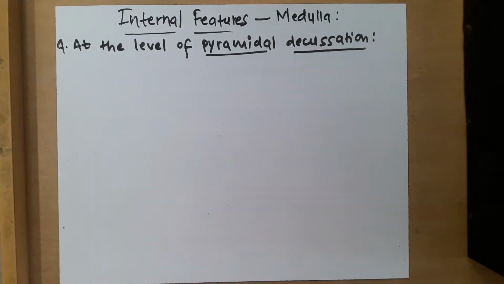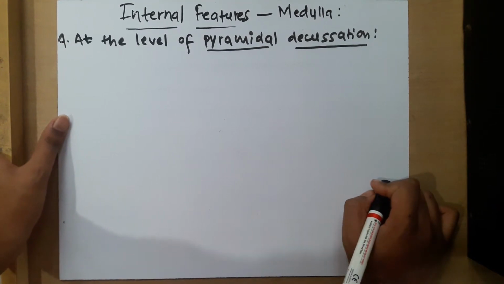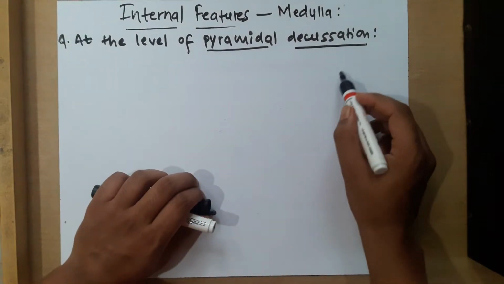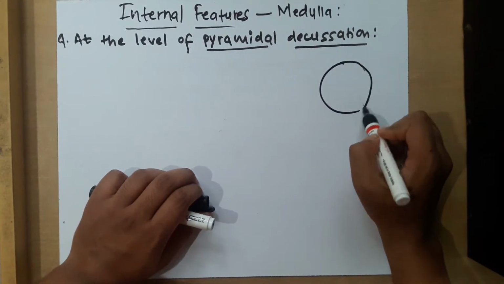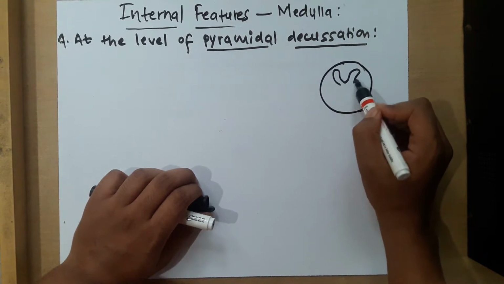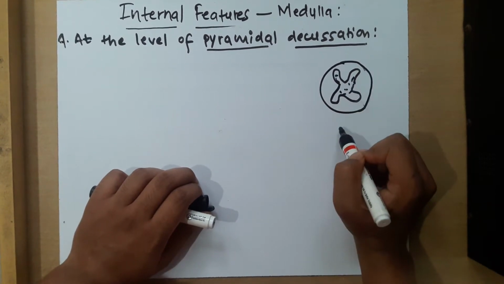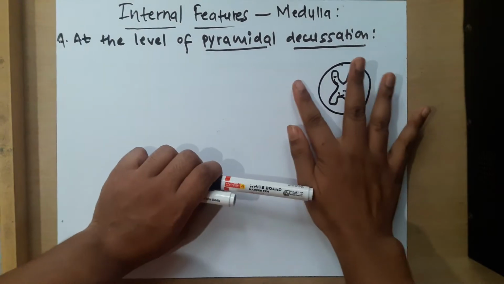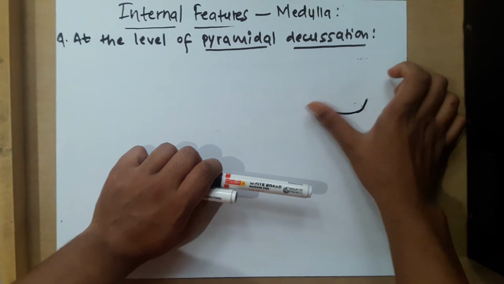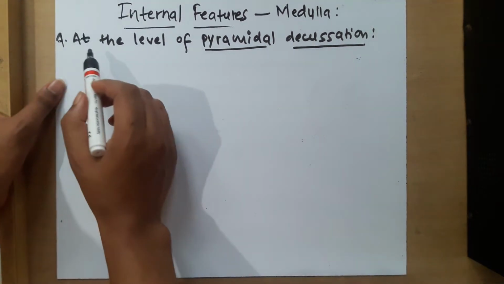So let's discuss the features at the level of pyramidal decussation. At this level the section is similar to that of the spinal cord. We know that the spinal cord has white matter outside and gray matter inside, so the section is similar, with gray matter inside and white matter outside. But there are certain modifications, and let's discuss what things are getting modified. We'll discuss the gray matter and white matter individually. So first let's discuss the gray matter.